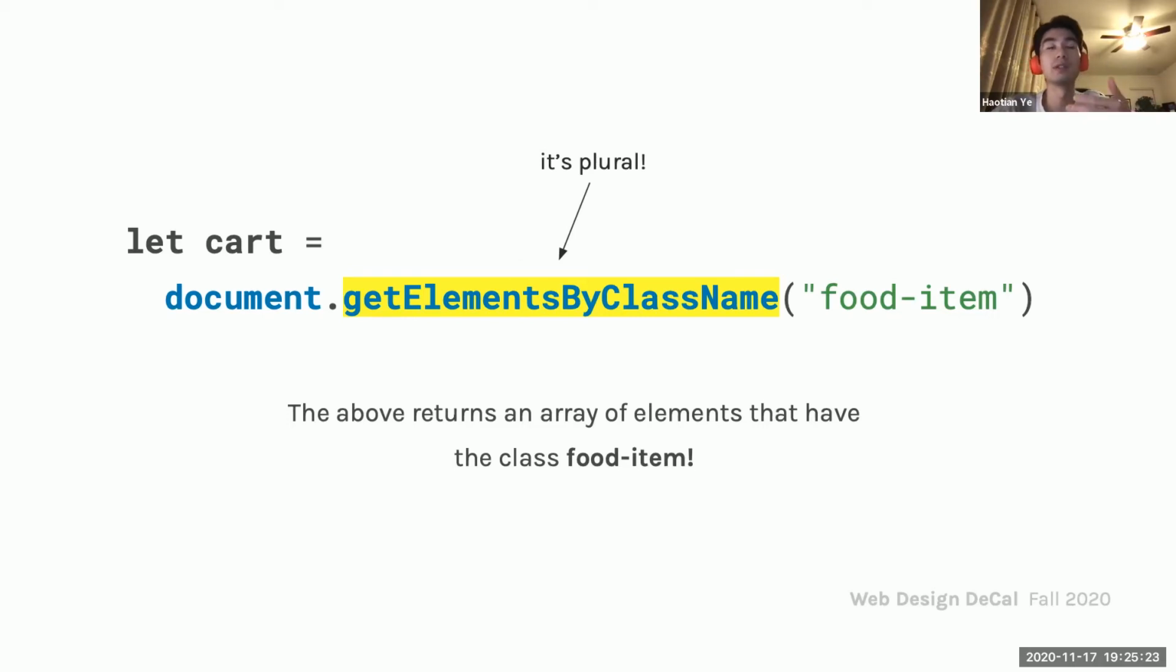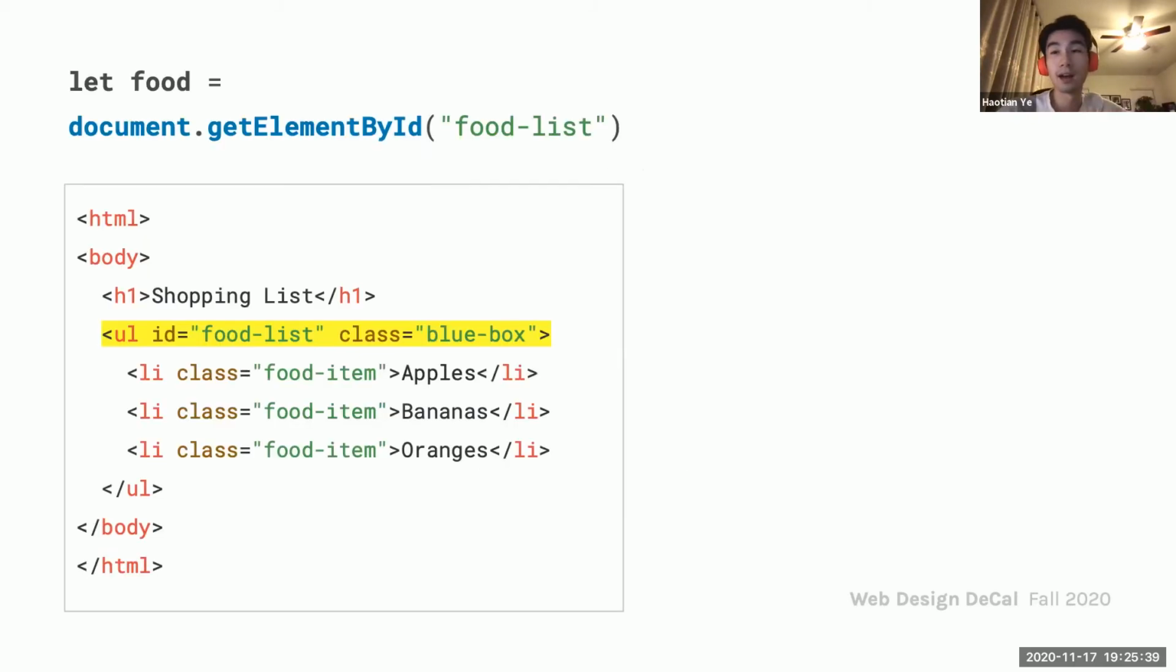So again, we do document.getElementsByClassName, and then the similar structure of the string class name, food-item. This would return us an array of elements that have the class food-item. So here we have our shopping list that we've used for the past couple of weeks. If we did document.getElementById of food-list, this would give us just this one thing, right? Because food-list is the only thing that exists in this HTML. So it would just give us this unordered list tag object.